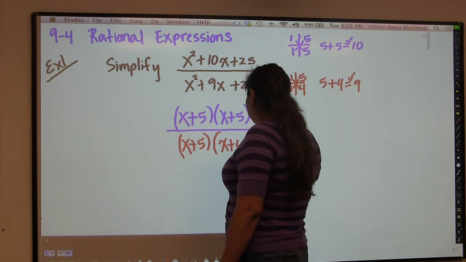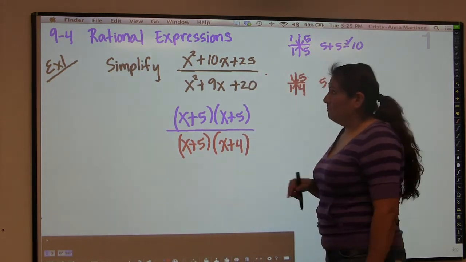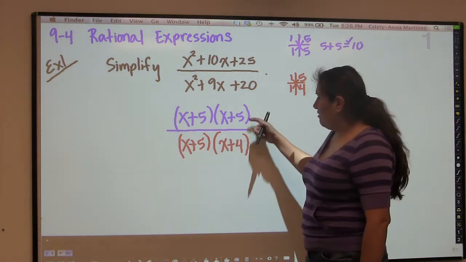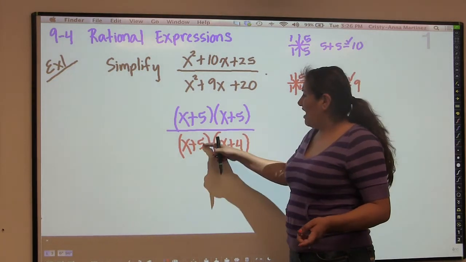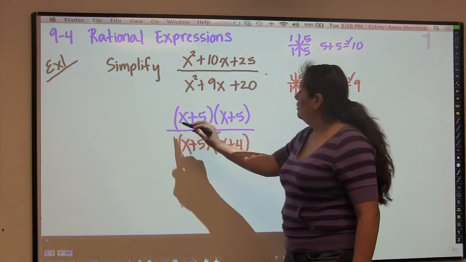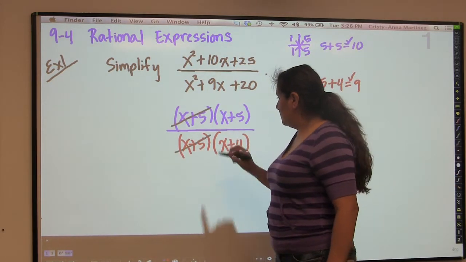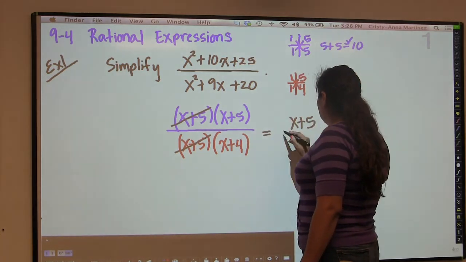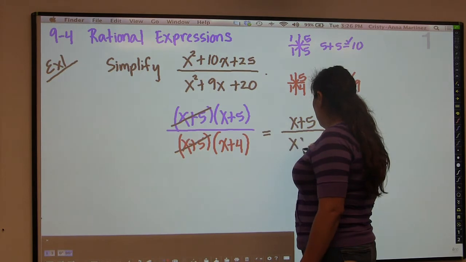And so you can see that this rational expression is not fully simplified because the top and the bottom have a common factor. They both have an x plus 5. So then we're going to cancel 1 x plus 5 with this x plus 5. And now all you're left with is the x plus 5 on top and the x plus 4 on the bottom.